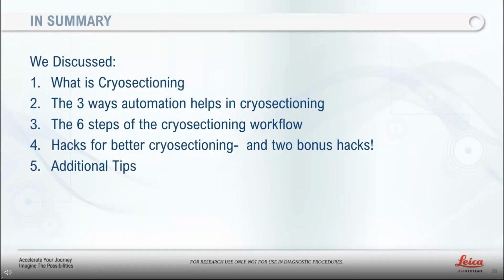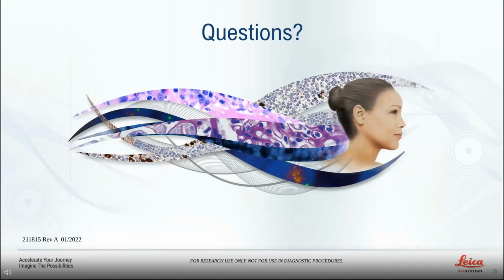So today we have covered several topics of cryosectioning in research. We talked about what is cryosectioning, the 3 ways automation helps in cryosectioning, the 5 steps of the cryosectioning workflow, hacks for better cryosectioning, and 2 bonus hacks and additional tips. This brings my presentation to the end. Thank you for attending, and I will be happy to answer any questions.